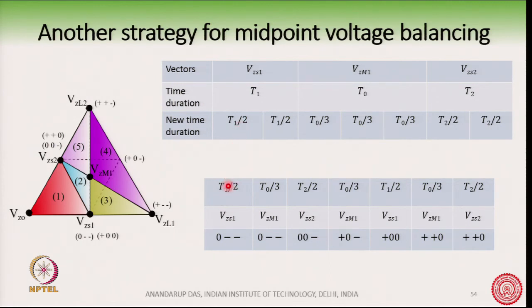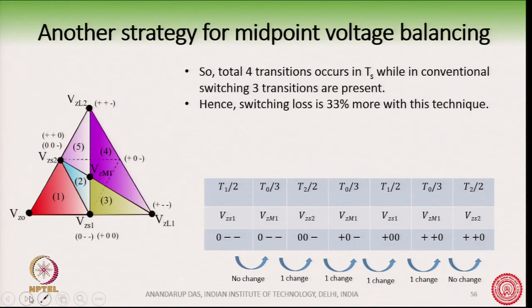So, this T1 by 2 comes here, but then I have a T0 by 3 time which I go from here to here. Then I put a T2 by 2 timing here. Then I put another T0 by 3 here, then T1 by 2 here, T0 by 3 here and another T2 by 2 here. So, you see that in a switching cycle, placing of these vectors can be done, like the timings can be interchanged. Of course, this will create a poorer harmonic performance. We understand that it will create a poorer harmonic performance.